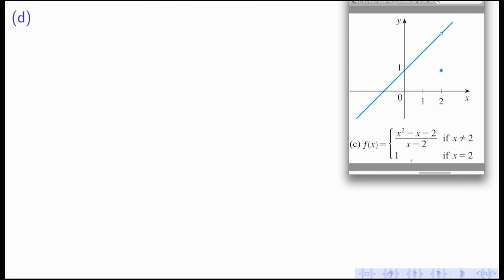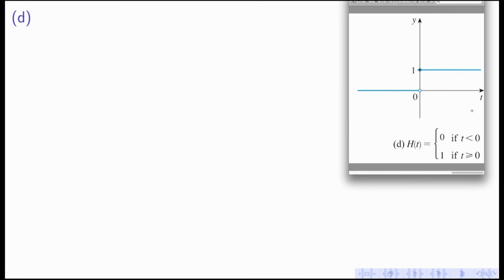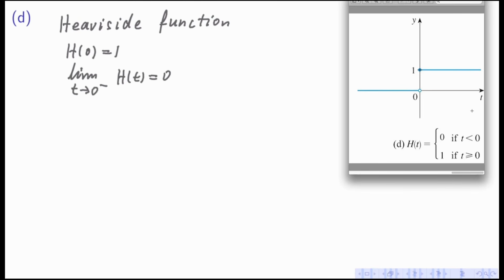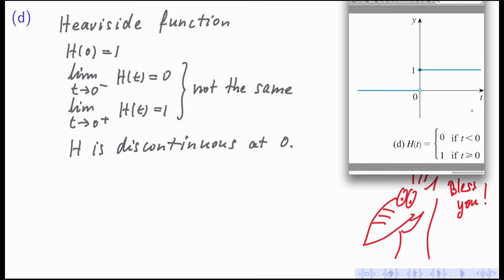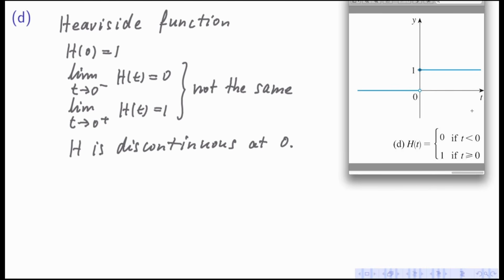The last example was the Heaviside function. So this function h of t, which jumps from 0 to 1, is called Heaviside function. H at 0 is equal to 1, so there's no problem. Also the left-sided and the right-sided limit exists. The left-sided limit is equal to 0. The right-sided limit is equal to 1, and they are not the same. Which means h is discontinuous at 0. We call this a jump discontinuity.